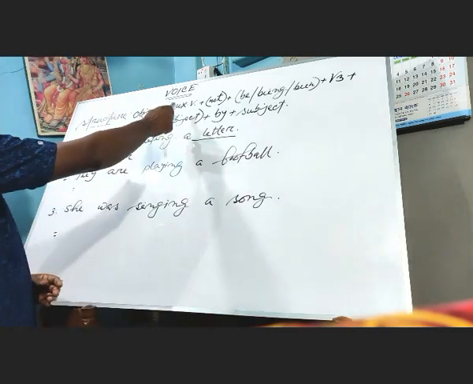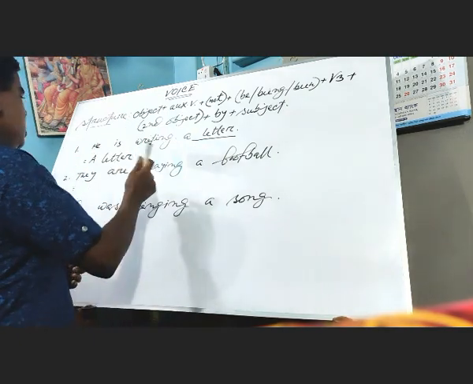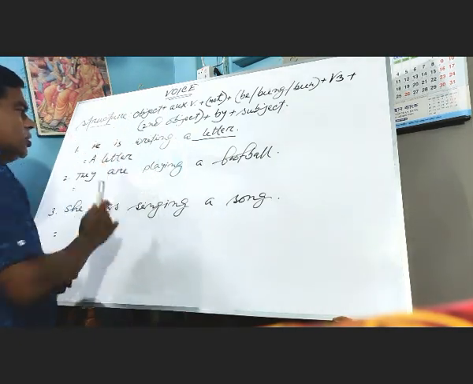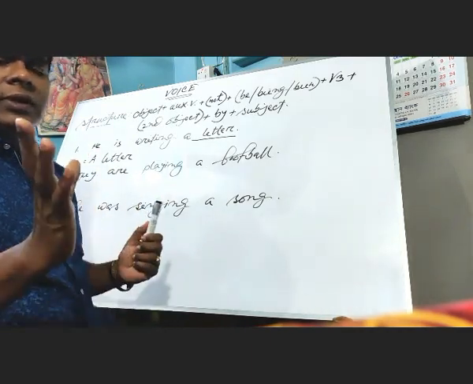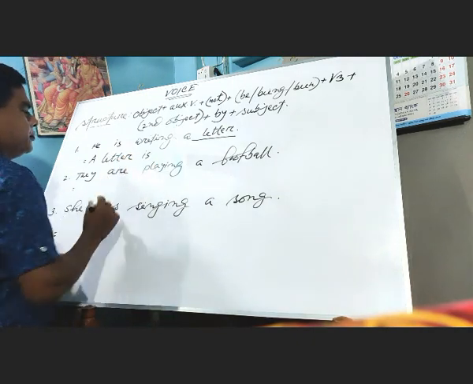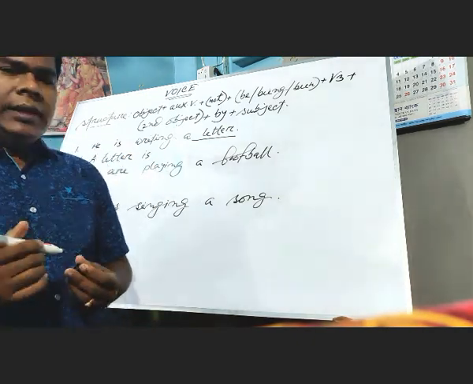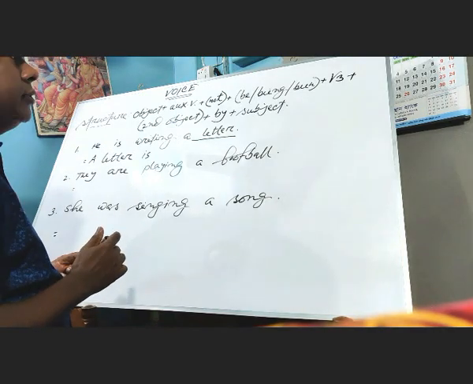So, auxiliary. After writing the object, you will write down the auxiliaries. What is the auxiliary? The auxiliary is "is". So, if you find the auxiliary, you will write from there. So, a letter is. A letter is. Then, what is your next activity?